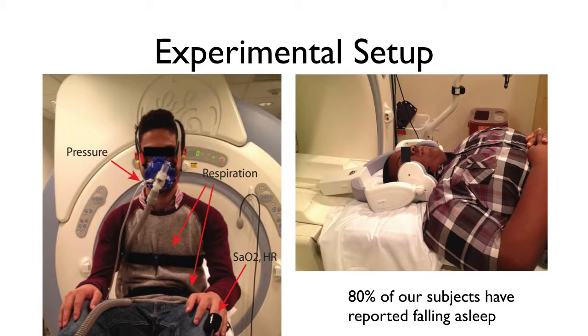Here's a picture of the setup. On the right is one of our subjects with a carotid 6-channel coil. This provides good signal in the area of interest. And on the left is a volunteer with the mask that has the pressure transducer and also has the airflow monitor and has bellows, and it just shows all the different instrumentation we have on the subject.